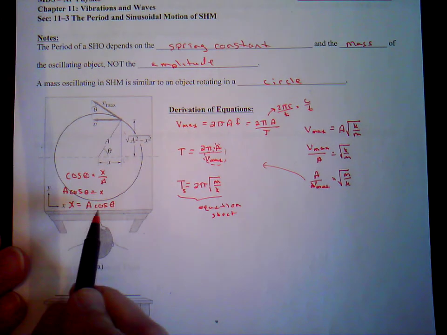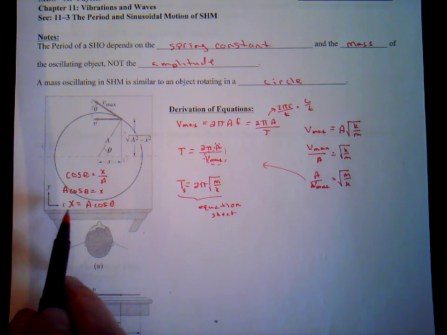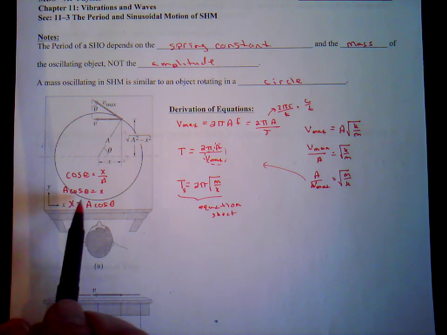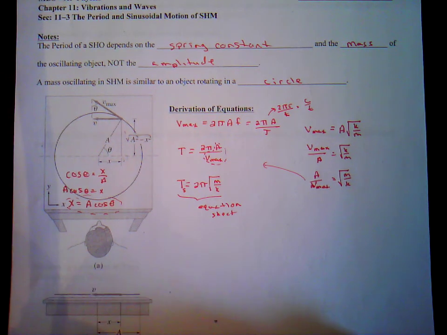This is the cosine equation that relates the displacement of an object in simple harmonic motion to its amplitude. And so we're going to come back to this equation. We've used this in one of the problems that we had for our graded homework, but we're going to expand on that as we go through this also.